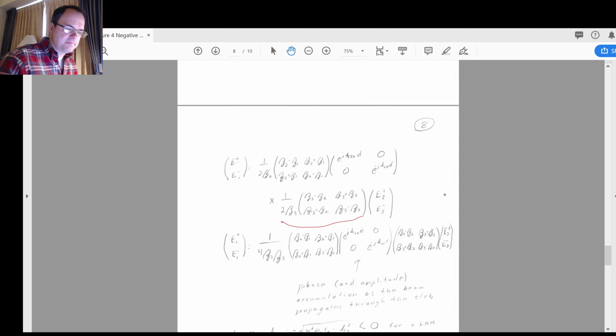Translating back, that operation is done right here, where the wave picks up a e to the j k2x d of phase for the positive propagating component, and negative j k2x d of phase for the negatively propagating component. All right, so this adjusts the phase as we go back to that interface, and now we have the fields.